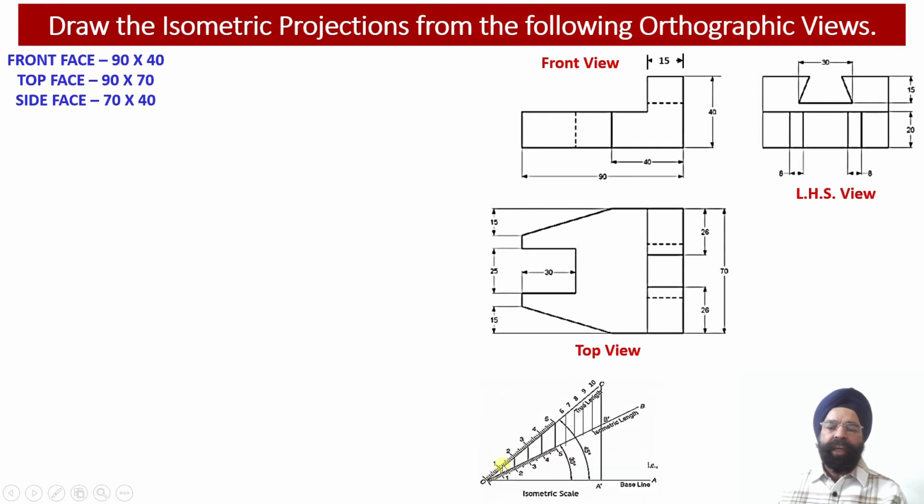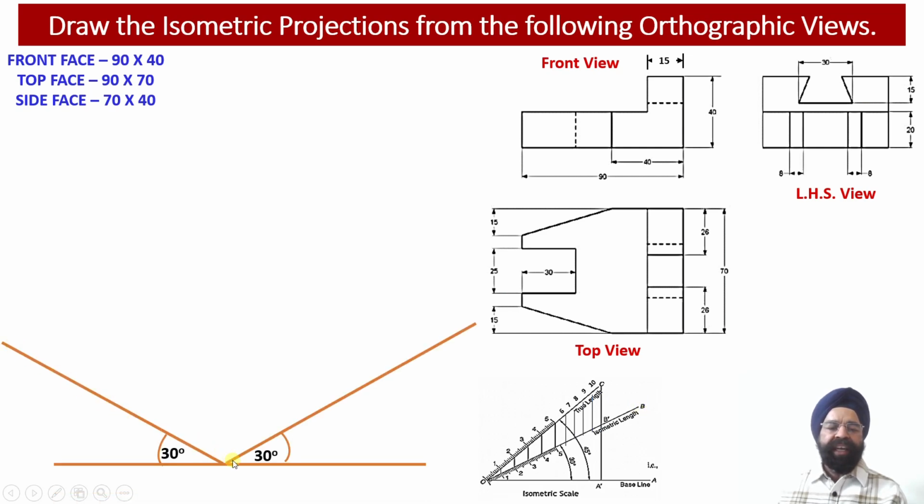To begin with, we are going to convert all the true length dimensions available in the orthographic view into the isometric length dimensions. At an angle of 30 degree, we are going to draw the isometric x-axis and the isometric z-axis. Alongside the z-axis, we are going to plot the length of the object. Alongside the x-axis, we are going to plot the width of the object, and alongside the isometric y-axis, we are going to obtain the height of the object.